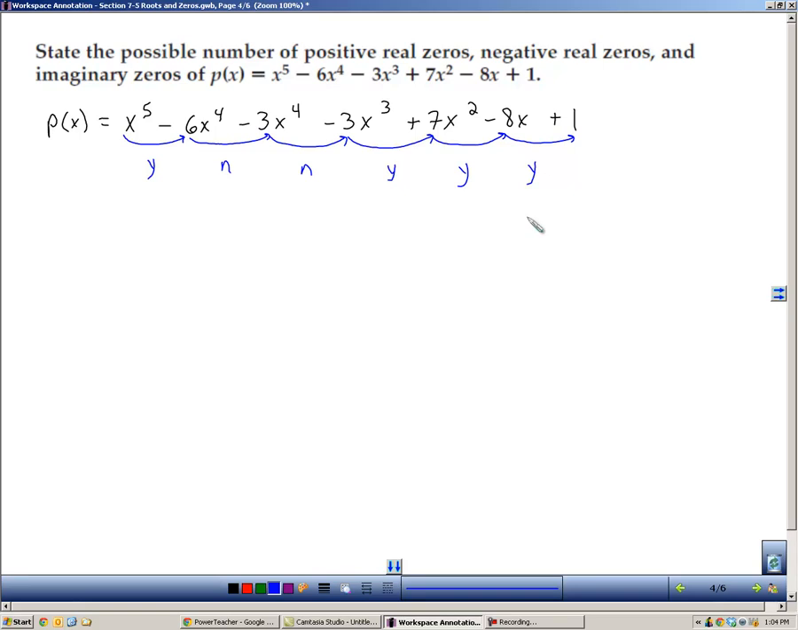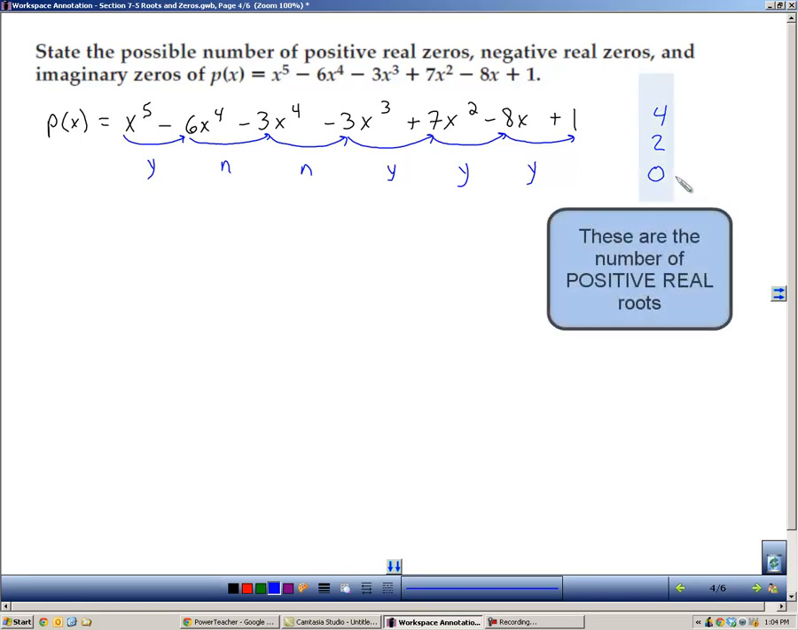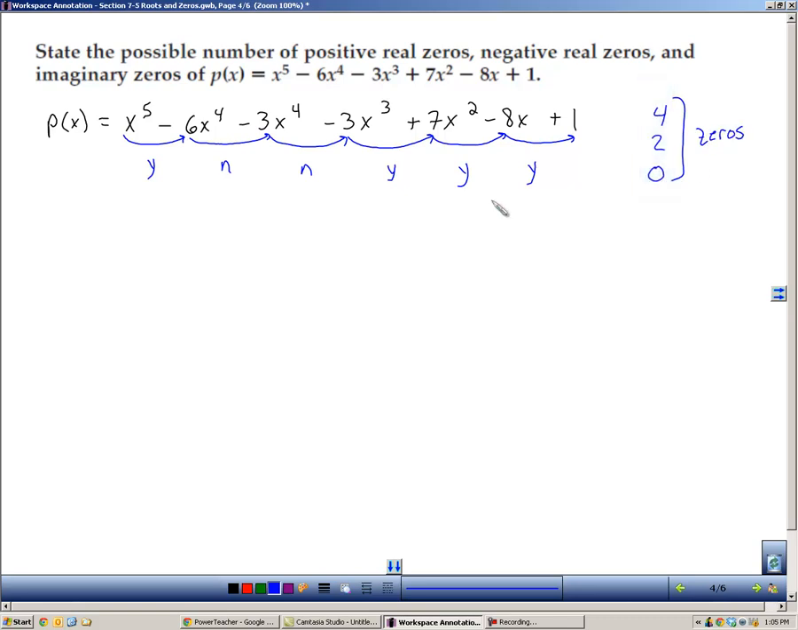Which means, according to Descartes' rule of signs, there's either 4 roots, but you also need to go down by an even factor. There could be 2 roots or 0 roots. So you just subtract 2 each time. These are the 3 possible number of zeros that we could have according to the change of signs.